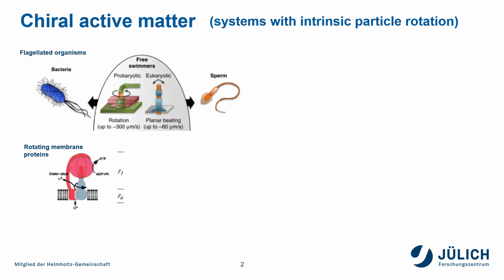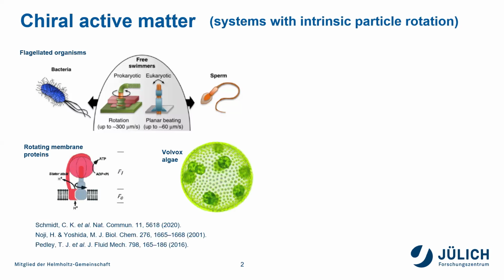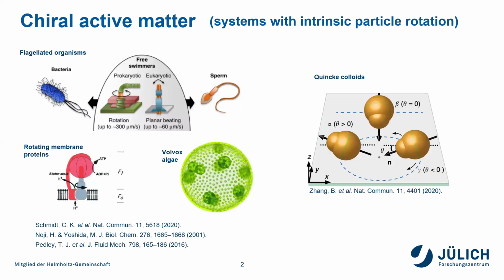At smaller scales, there are proteins rotating in a membrane, or these nice Volvox algae, which are rotating and forming colonies. There are also examples of synthetic systems like these so-called Quincke colloids, which are colloids with a certain dielectric asymmetry. When they are inside an electric field, they spontaneously start to rotate. Spontaneously means they don't have a well-defined handedness; some of them are left-handed, some right-handed.